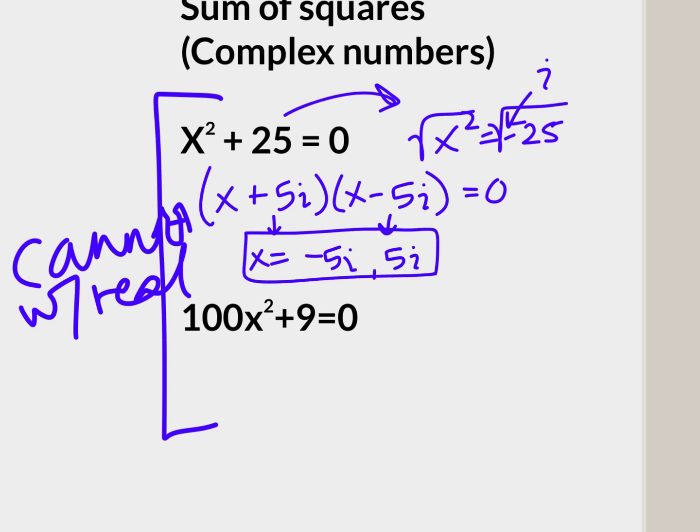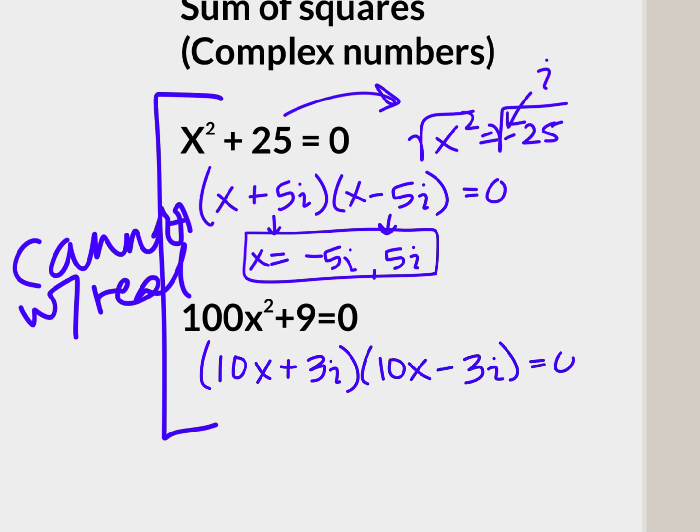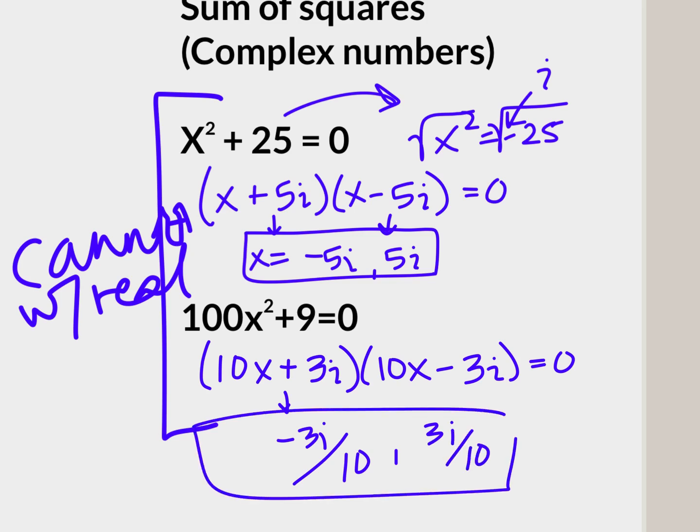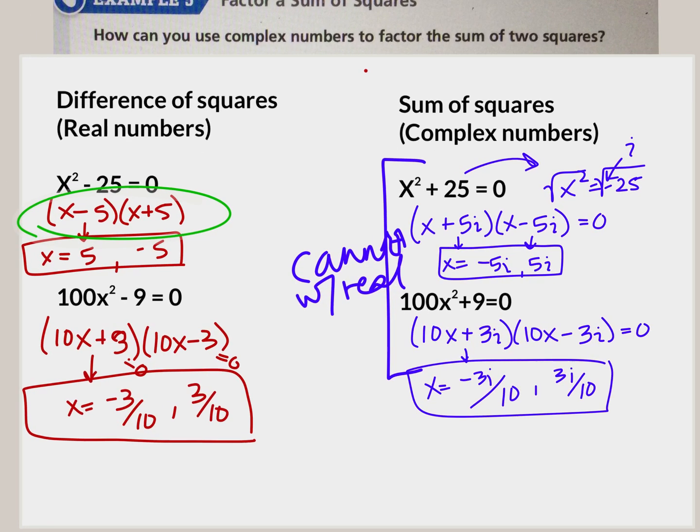A similar thing will happen on this other example, 10x plus 3i and 10x minus 3i. And that will give me the solutions negative 3i over 10 and positive 3i over 10. It is important that you have these examples side by side in your notes so that you can see the comparison between the two.